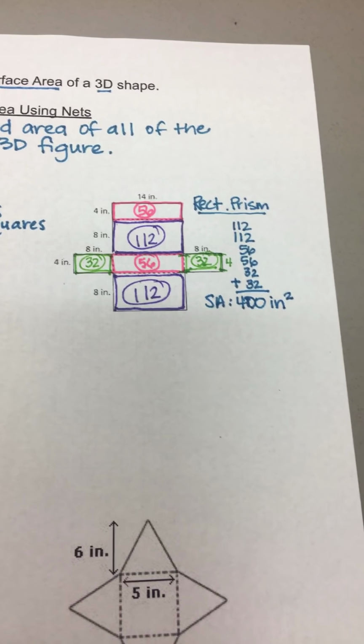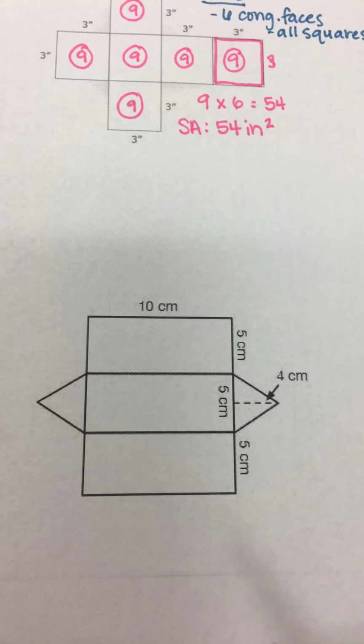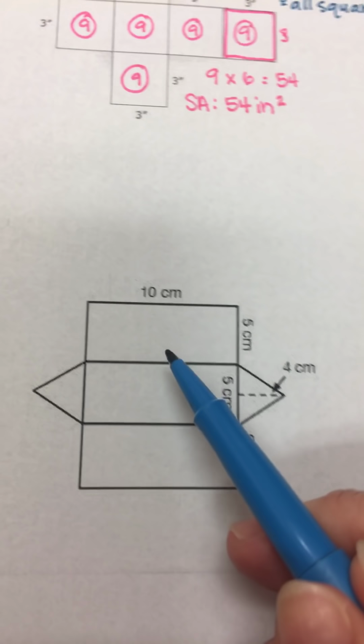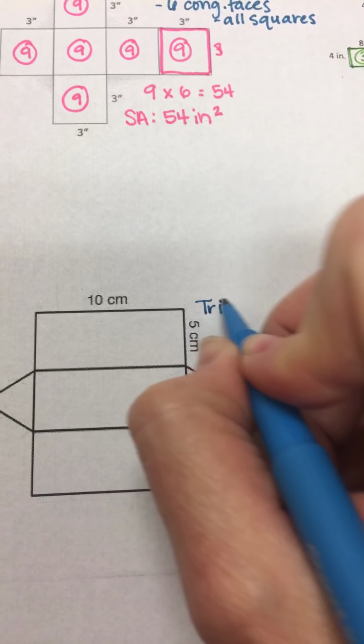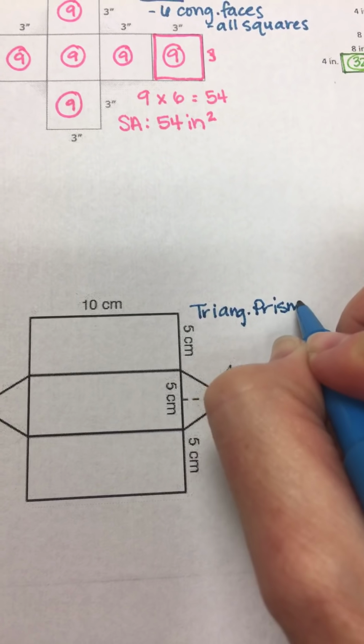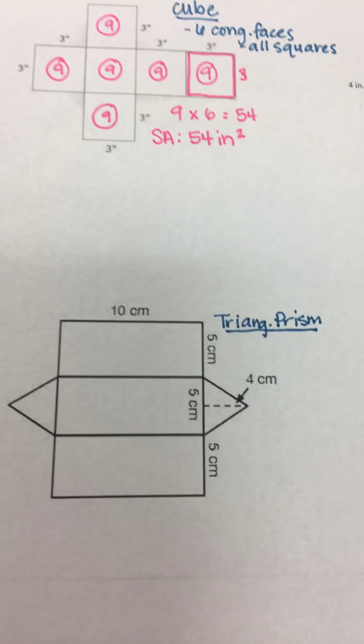Okay, let's move on to the next example. So the next example is this one down here. I know based on looking at this net, the bases or the ends of it are going to be triangles, and these do not come to a point. So this is going to be a triangular prism, and I'm abbreviating. Triangular prism. So let's break it into pieces.